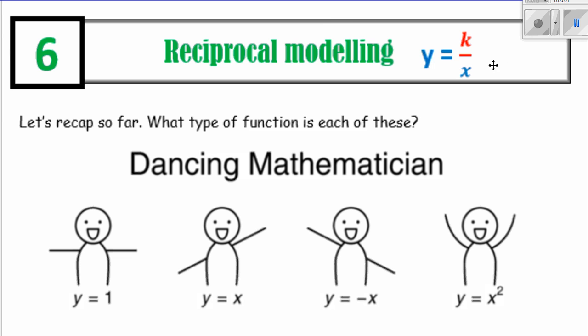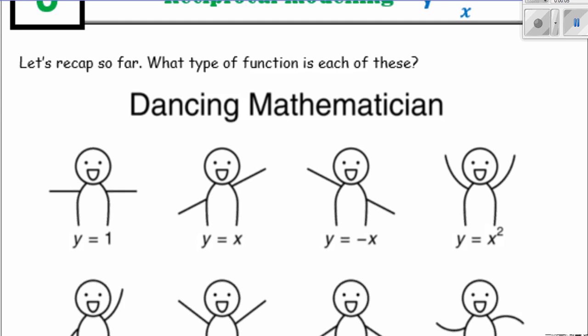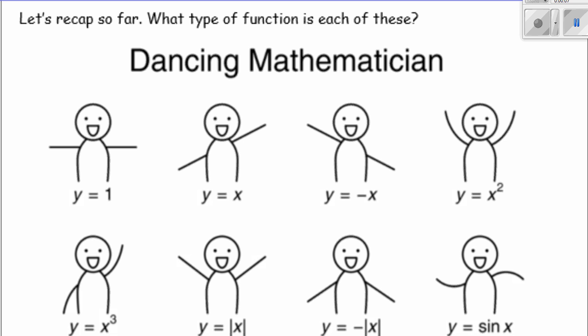Just a little recap on general functions. From what we've just seen, what type of function is each of these ones? Ooh, that one is linear. That one wasn't in the dance. It kind of looks linear, but you can get it. Yeah, it's a constant function.